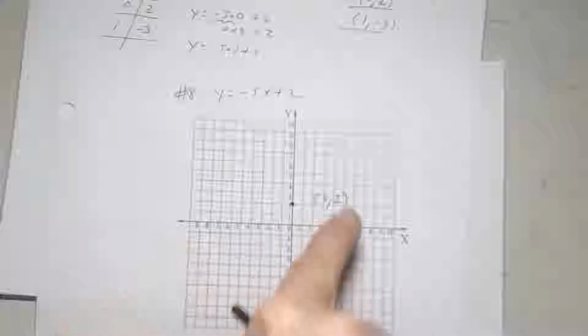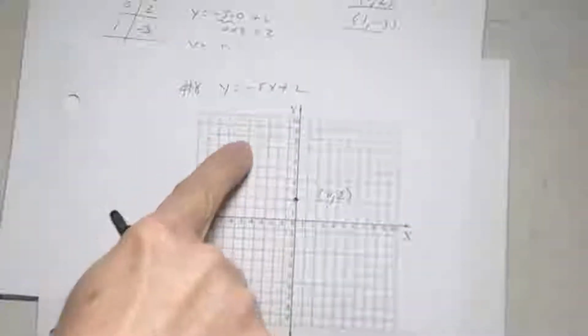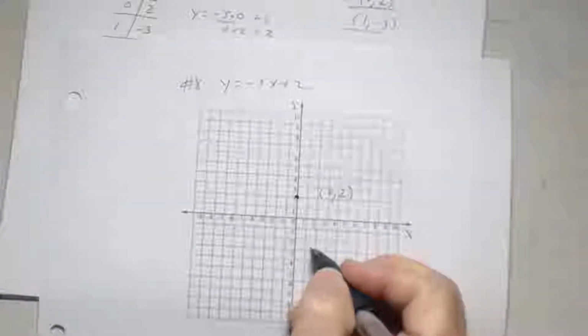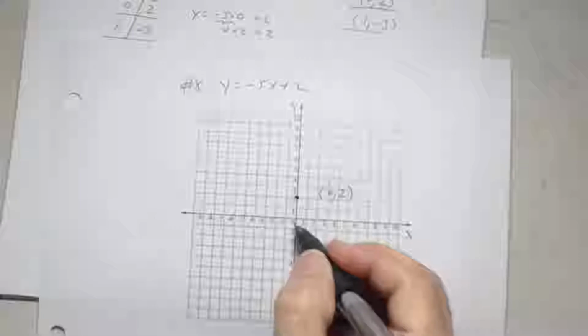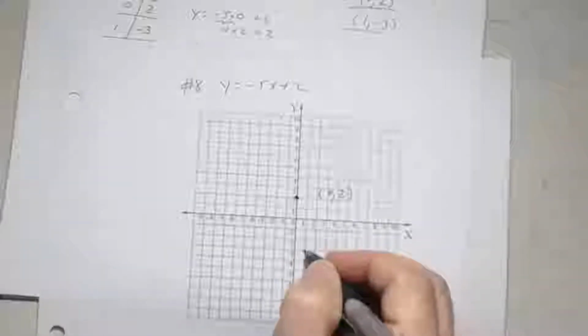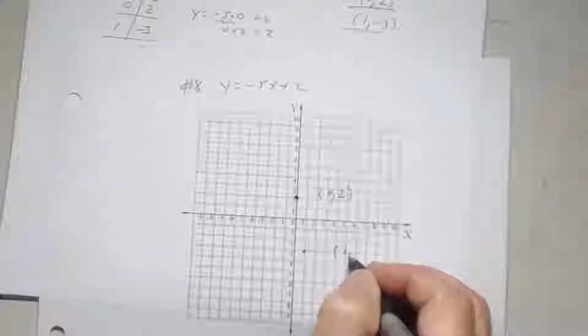All right, the next point we're going to put on here is (1, -3). So (1, -3) is in what quadrant? Let's see if you remember your quadrants. (1, -3) is in what quadrant? 4. Remember your quadrants go counterclockwise. So this is quadrant 1, this is quadrant 2, 3, 4. So (1, -3) is in quadrant 4. You start at the origin, go to the right one, and then what? Down 3. All right, and then you label (1, -3).